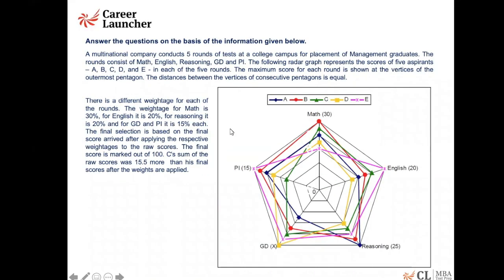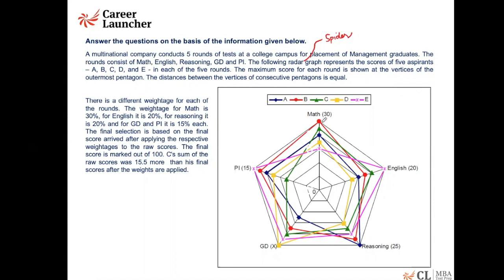Let's look at it. A multinational company conducts 5 rounds of tests at a college campus for placement of management. The rounds consist of math, English, reasoning, GD, and PI. The following radar graph, also called the spider graph, represents the scores of 5 aspirants in each of the 5 rounds. The maximum score for each round is shown at the vertices of the outermost pentagon.